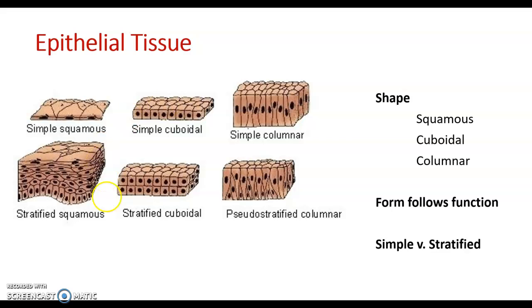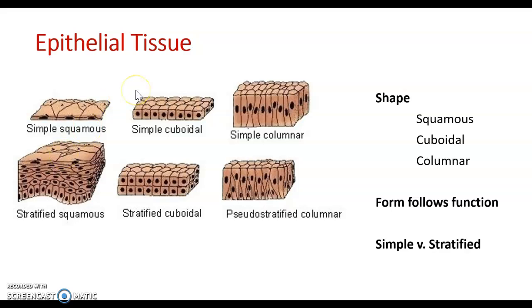Squamous epithelial cells are flattened, and these form the linings of blood vessels and the lungs. And their flattened shape makes them very, very thin. And this allows oxygen and carbon dioxide and other materials to diffuse across the membrane very quickly. They have a very short distance to travel to be able to get into and out of the cell.